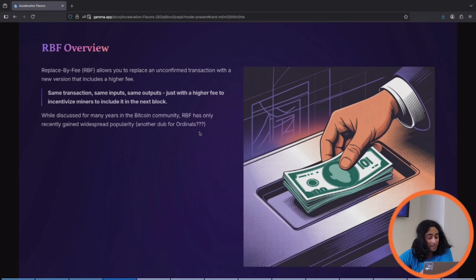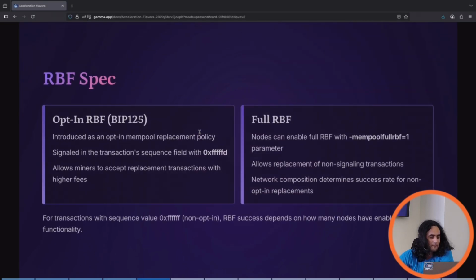This had been discussed many years along the community, but it only recently gained widespread popularity from ordinals and inscriptions. So there's some testament to, ordinals and inscriptions are definitely pushing innovation along in core. Heard a hell yeah in the crowd.